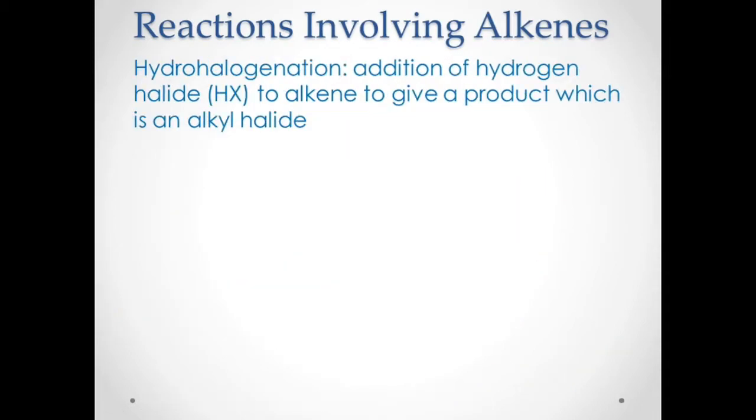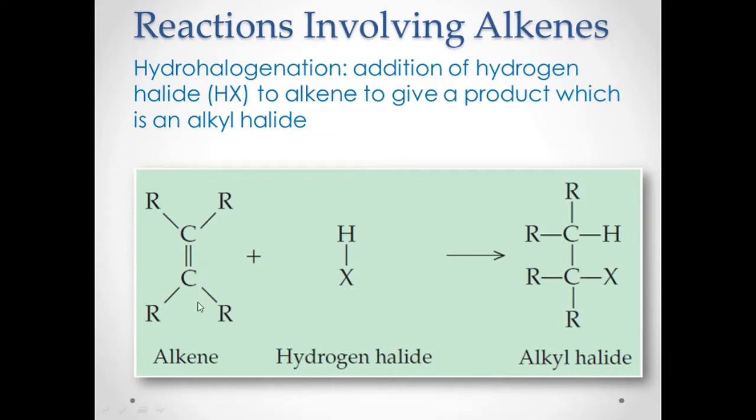Okay, let's move on to our last topic for the reactions involving alkenes. We have hydrohalogenation. When we say hydrohalogenation, it's actually addition of hydrogen halide or HX to an alkene to give a product which is an alkyl halide. So the general formula would be, if you have an alkene, then you're going to add a hydrogen halide. That hydrogen would be added to that carbon, and that halogen would also be added to that carbon, so that you can form an alkyl halide.